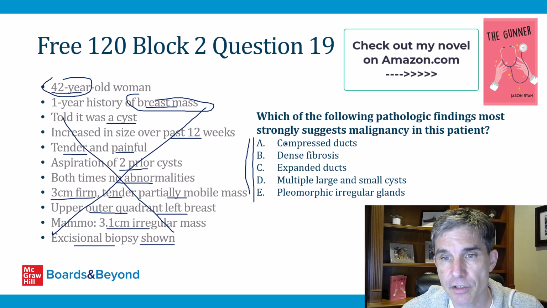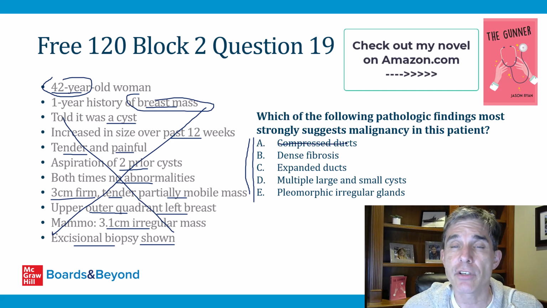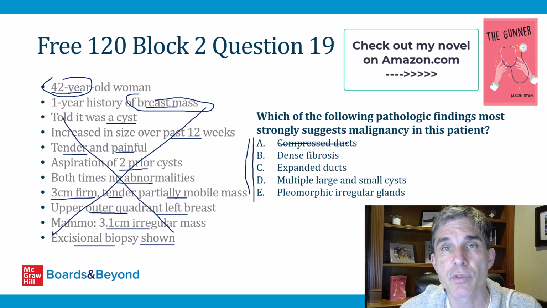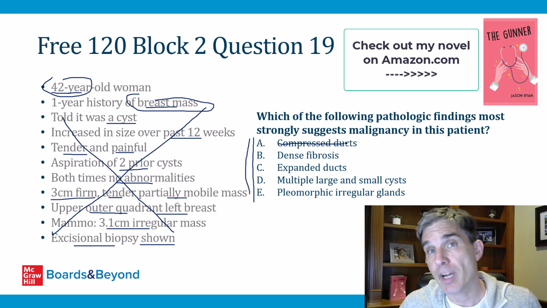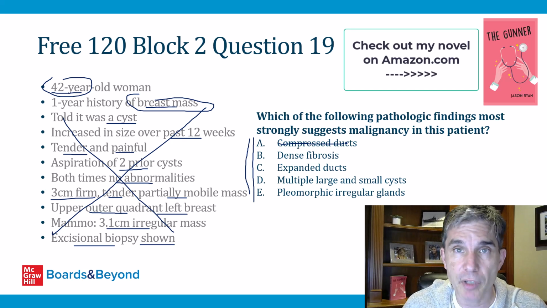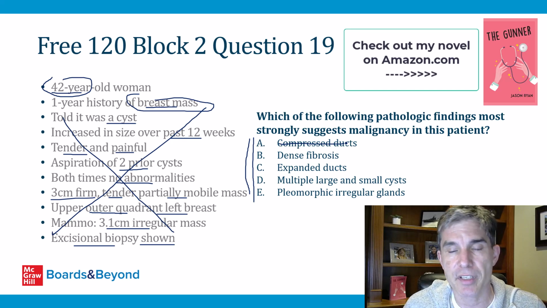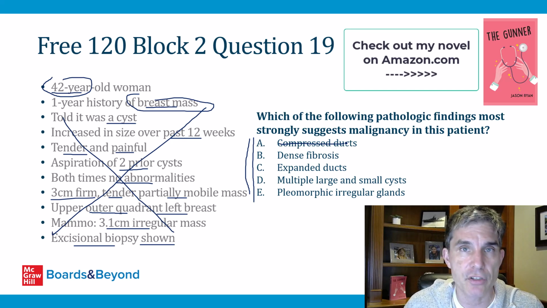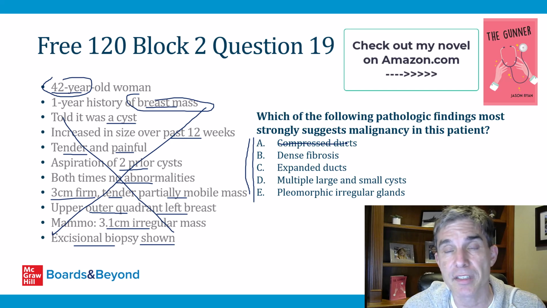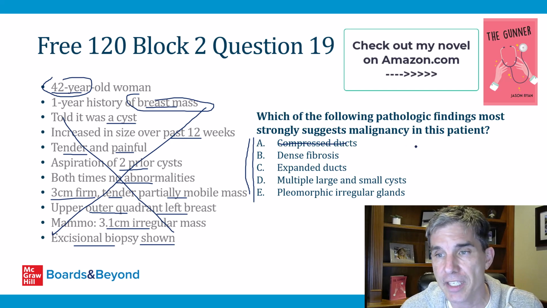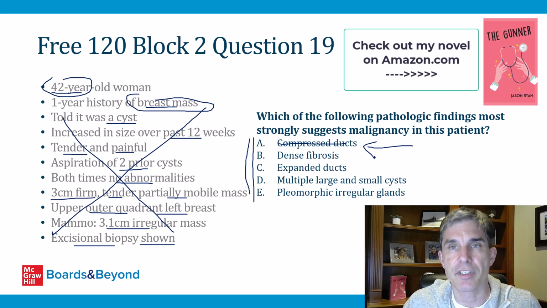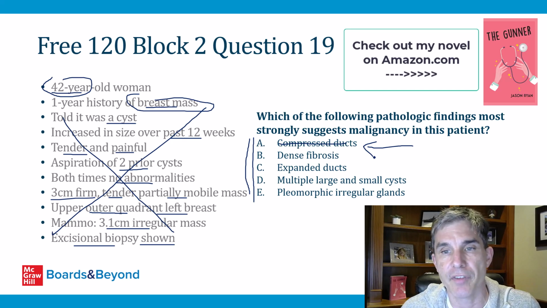The first answer is A, compressed ducts. This is not correct. So the major cause of benign breast masses in women in this age group is fibrocystic breast change. And in fibrocystic breast change, just like the name implies, you get the development of breast cysts and you get the deposition of fibrous tissue. And those things, fibrous tissue and cysts, can compress the ducts in breast tissue. So a finding of compressed ducts on a biopsy in and of itself doesn't really suggest malignancy. It could be a benign finding.